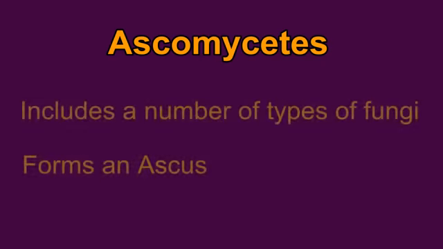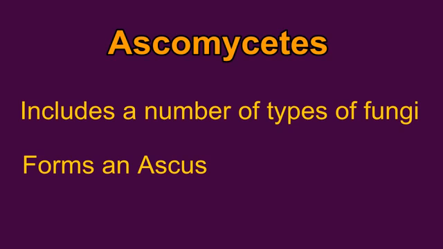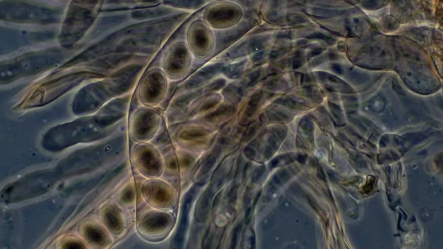Ascomycetes includes the unicellular yeasts, powdery mildews, cottony moulds and cup fungi. All ascomycetes form a reproductive structure called an ascus during sexual reproduction. An ascus is a sac which holds up to 8 haploid ascospores. Most ascomycetes reproduce asexually by means of conidia.